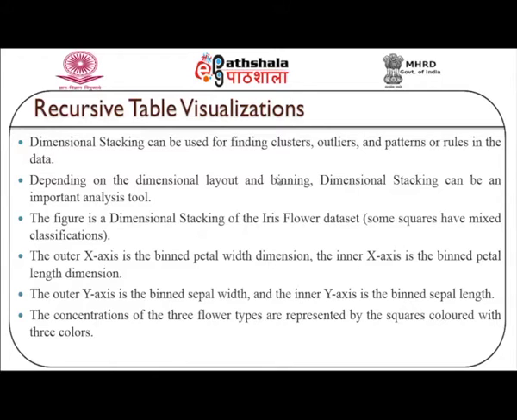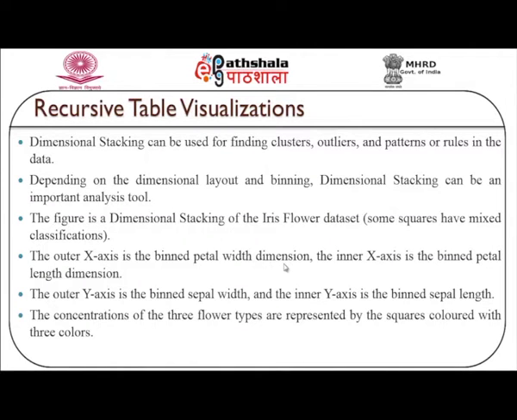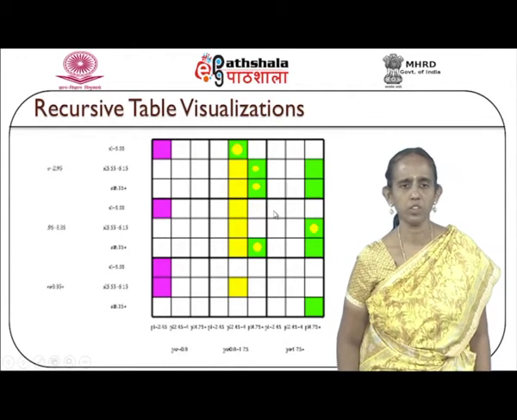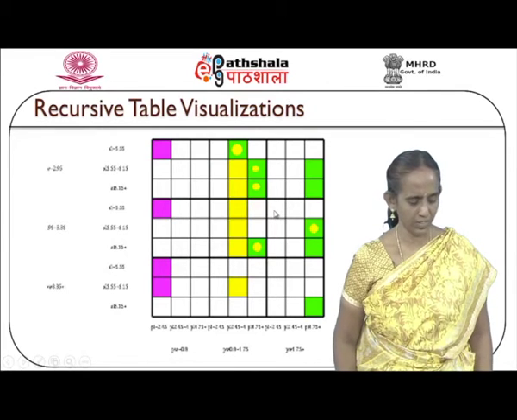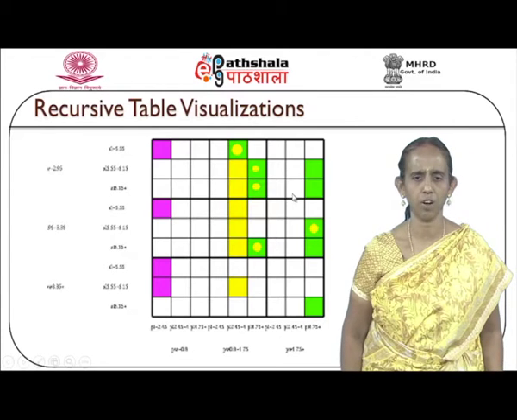In the next slide, we can see a dimensional stacking of the iris flower data set where some squares have mixed classification. The outer x-axis is a binned petal width dimension. The inner x-axis is a binned petal length dimension. The outer y-axis is a binned sepal width and the inner y-axis is a binned sepal length. The concentration of the 3 flower types is represented by squares colored with 3 different colors, that is pink, yellow and green. So this is a recursive table visualization wherein we can have a look at various sepal and petal lengths and widths for 3 different flowers.